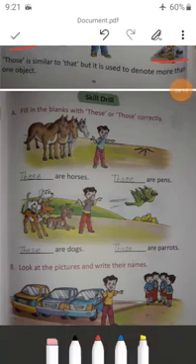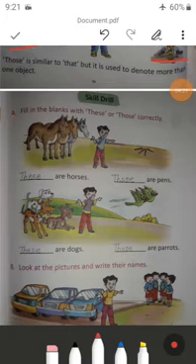You can see the first point is: fill in the blanks with these or those correctly. Some pictures are given here. Some pictures are very near him, but some pictures are very far from him. So for those pictures that are very near him, you can see here these is used. Or for those pictures that are very far from him, at that time we will use those.